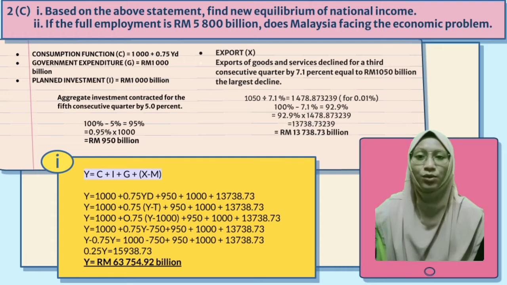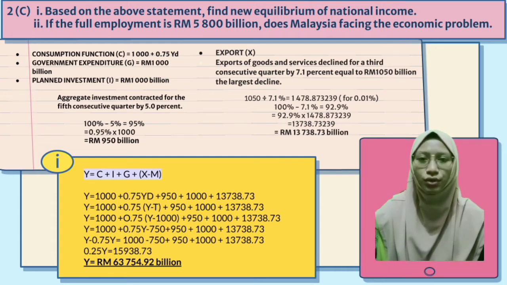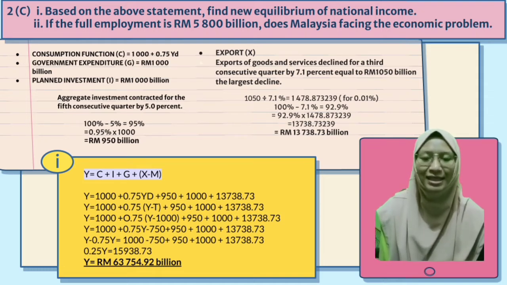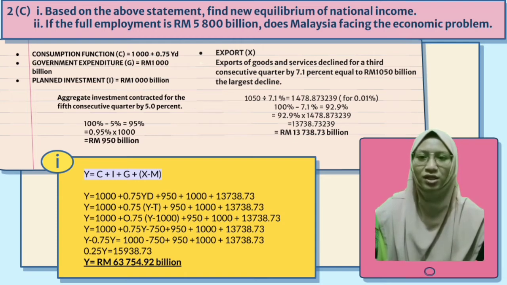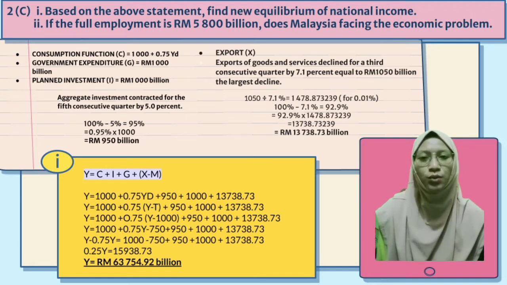The statement also said that the export of goods and services declined for a 3rd consecutive quarter by 7.1%, equal to 1,050 billion, which was the largest decline. So we need to find the value of export after decline, which is 92.9%, and the answer is 13,738.73 billion ringgit.